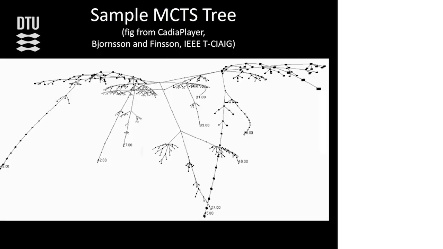So let's see how the tree would look. Here there is a tree. This looks like a really promising option, and this looks like a promising option. So you develop them some more, and there are other options. Most of the options you hardly develop at all because they don't look too promising. So you choose which elements of the tree to develop, and then you dig some more.